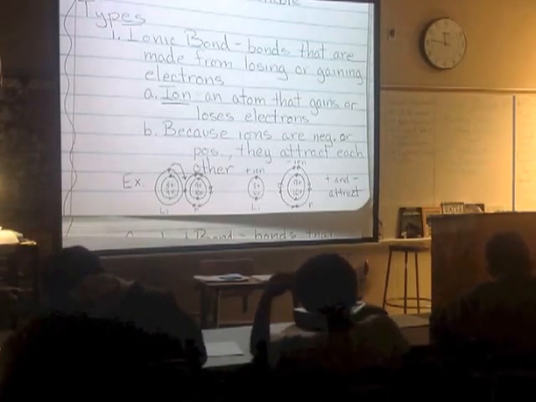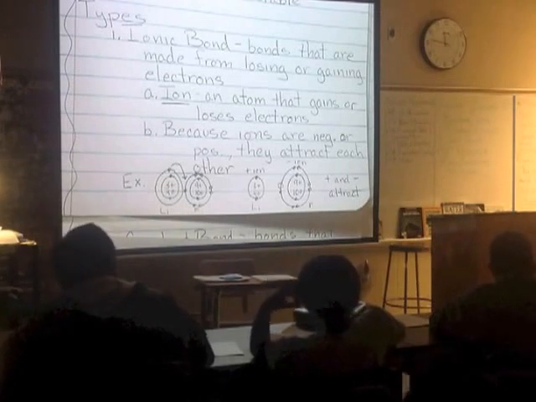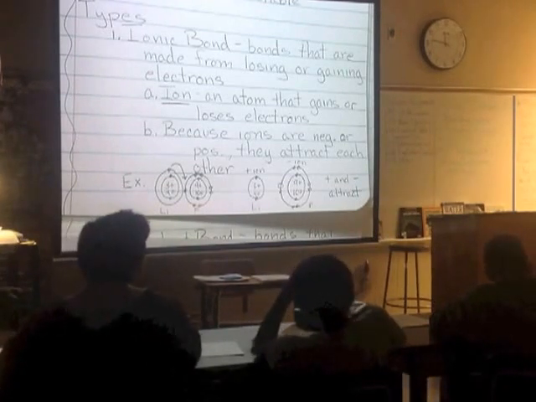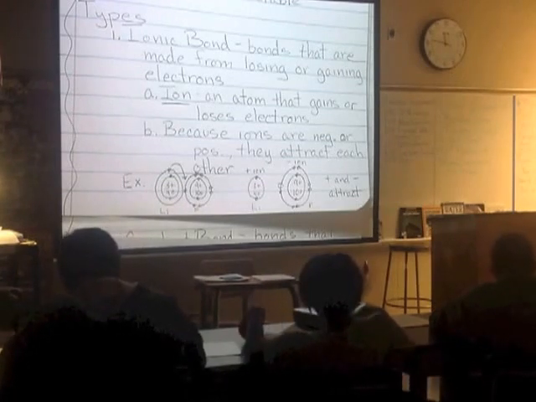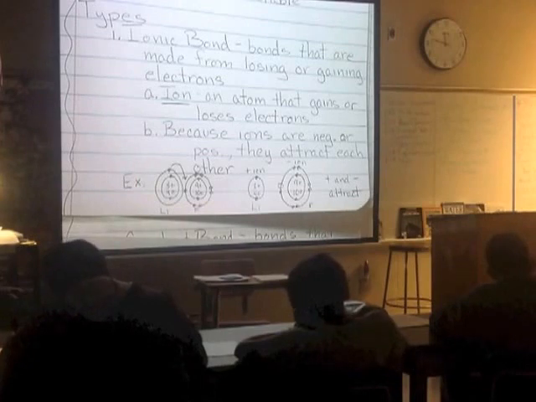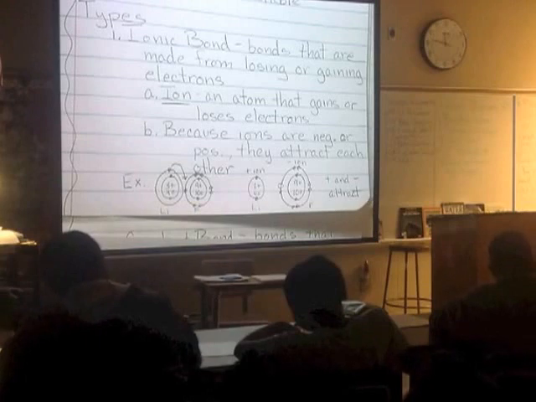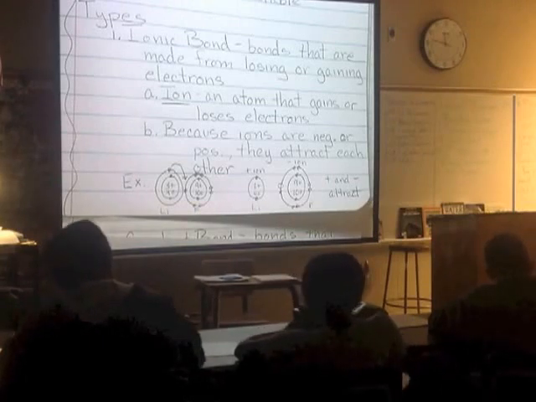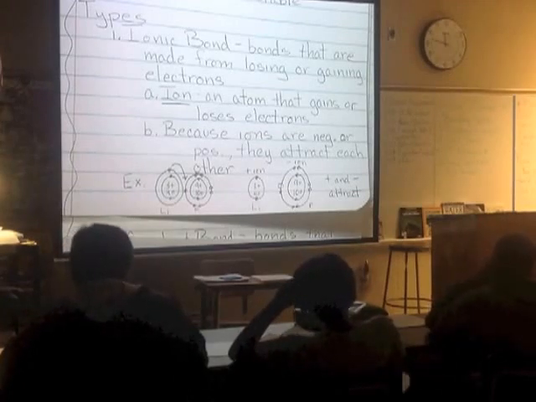So Jackie, could you tell us what neutral means again? No charge, and they have no charge because? What 2 things are equal? In order for them not to have a charge, what 2 things are equal? Who can help her out? The protons and the electrons. So Jackie, what's equal? Very good. The protons and electrons are equal.